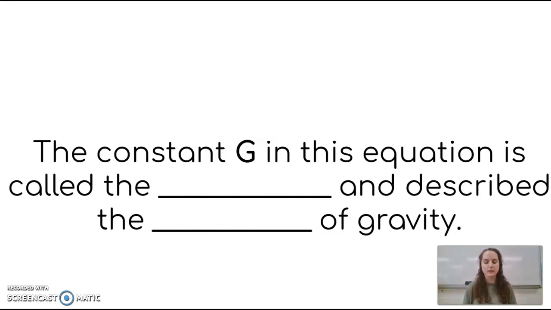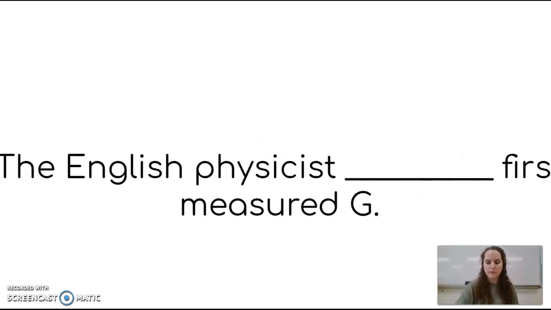And it's a constant, no matter if you are two marbles next to each other or the Earth and the Sun. G is always going to be a constant between those two masses. And it's equal to 6.67 times 10 to the negative 11th Newton meters squared over kilograms squared. So this is our constant G, and it describes the strength of gravity.